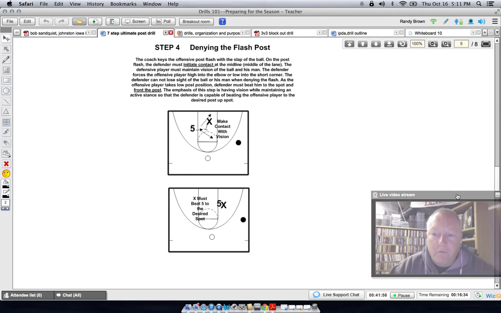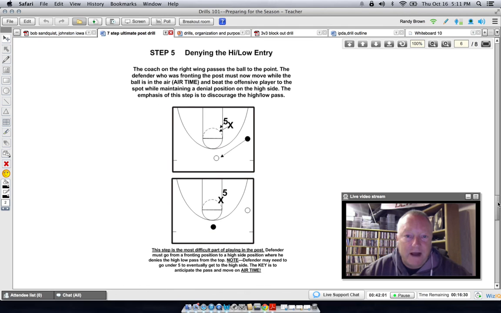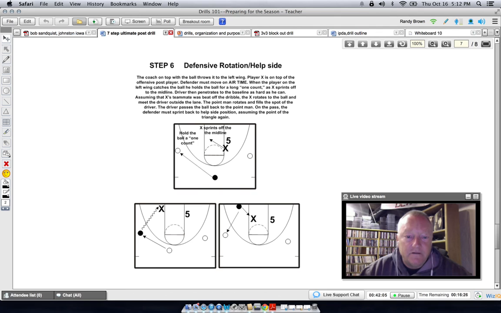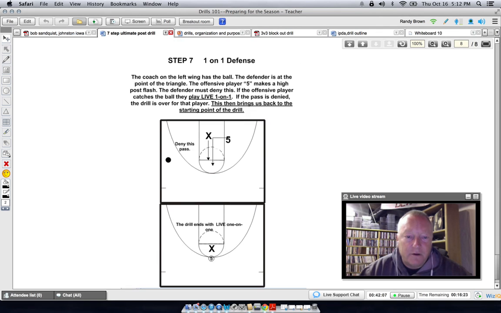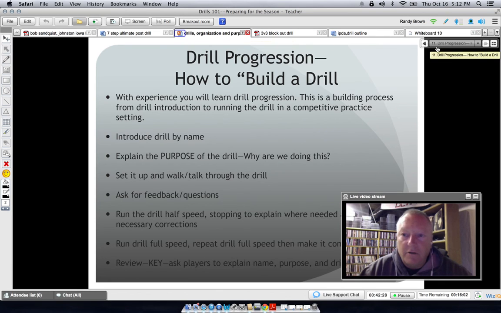Then we go to step 4, denying the flash post. 5, denying the high-low entry. 6, defensive rotation, help side. And then the last part of the drill ends up with a one-on-one situation from the top of the key. Keeping the player in front of you without fouling. Contest the shot, block out, rebound with 2 hands. So there's a pretty good example of what it would look like for you to diagram and get those drills ready to go into your notebook.